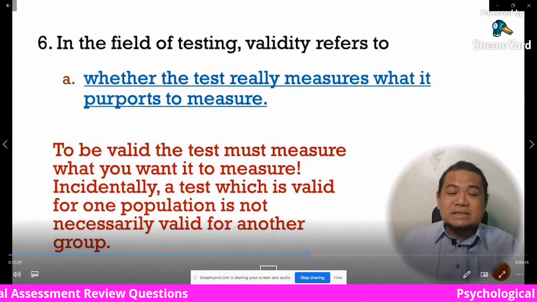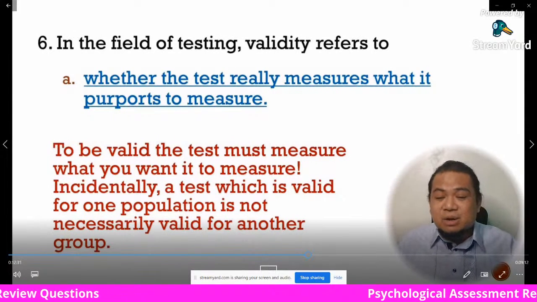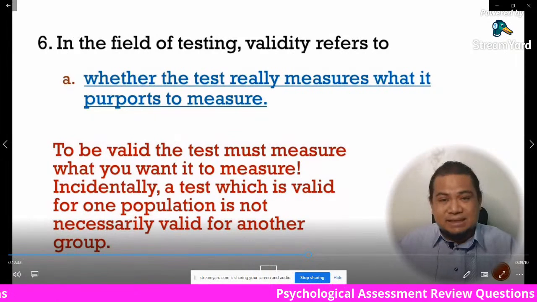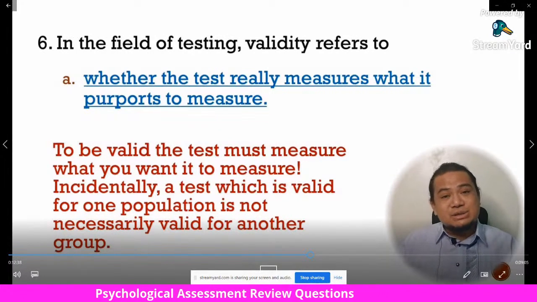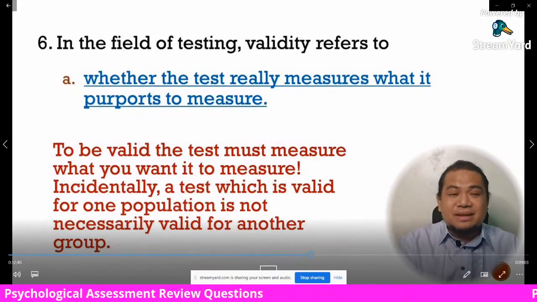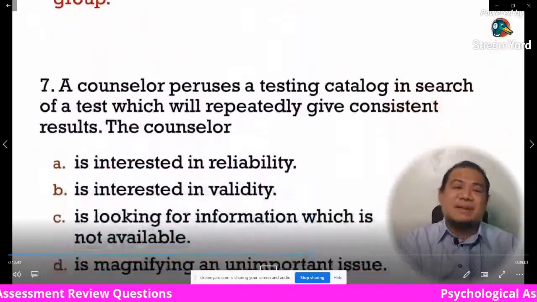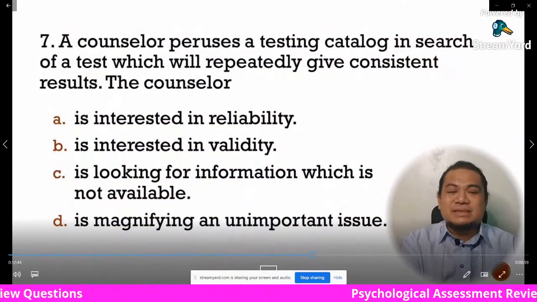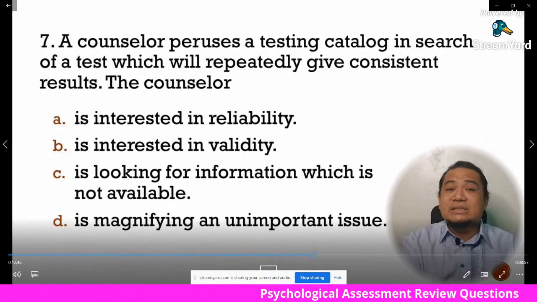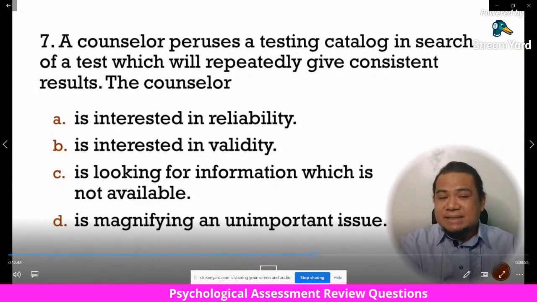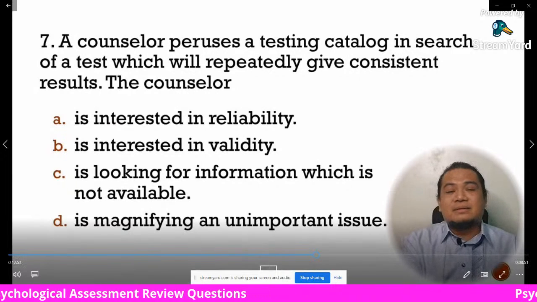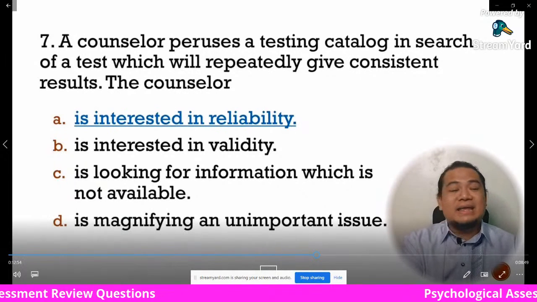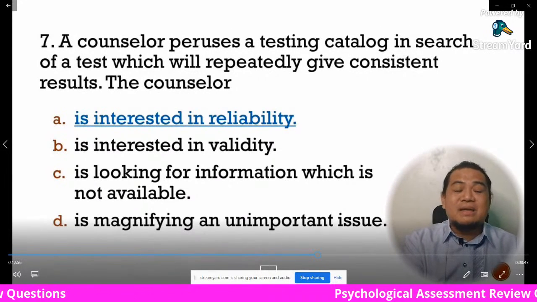And fifth, a small body of literature speaks of consequential validity, which simply tries to ascertain the social implication of using the test. Number 7, a counselor peruses a testing catalog in search of a test which will repeatedly give consistent results. The counselor, and the answer is letter A, is interested in reliability.